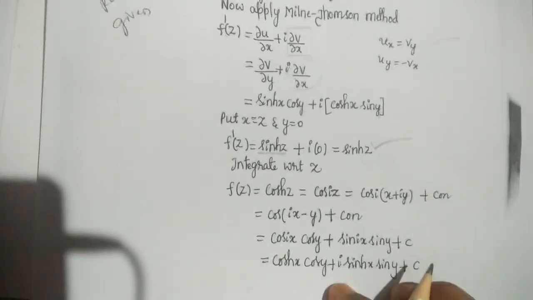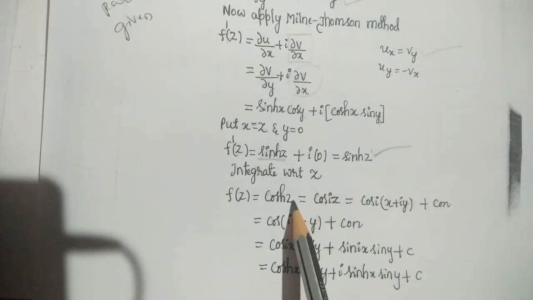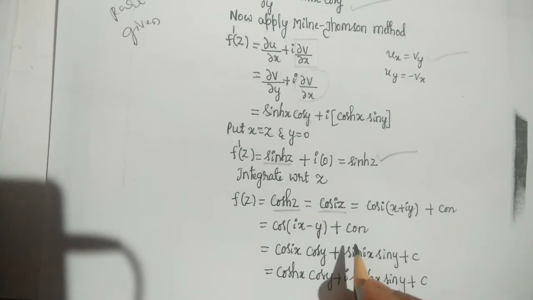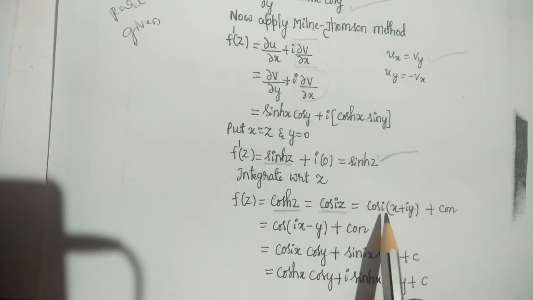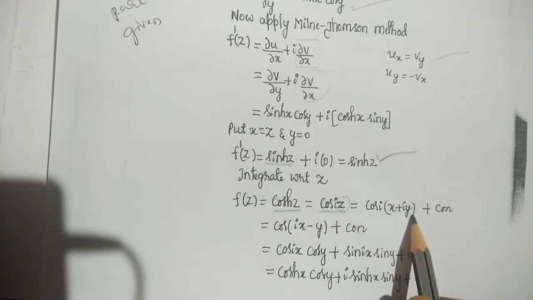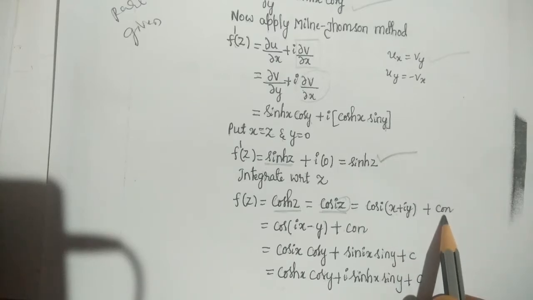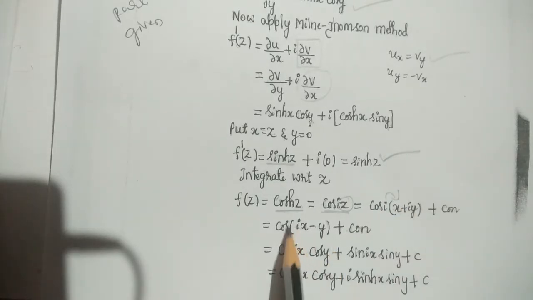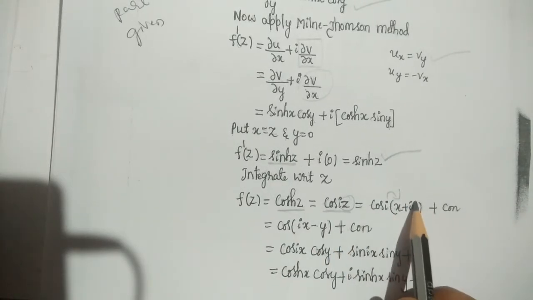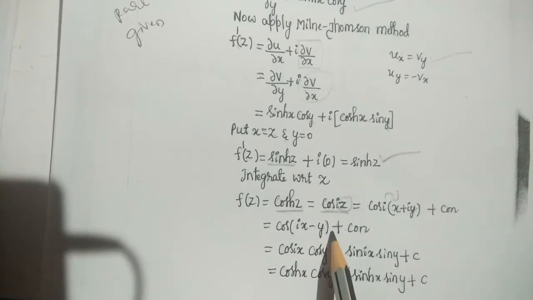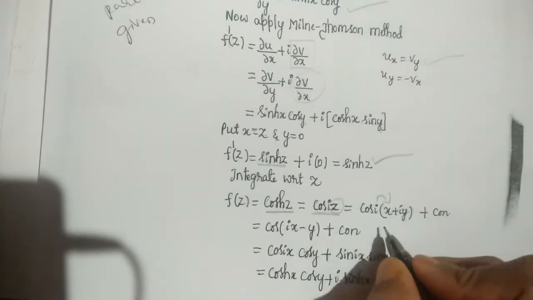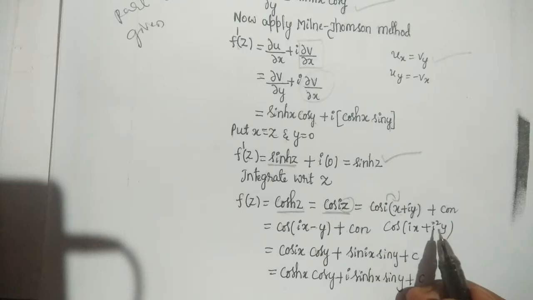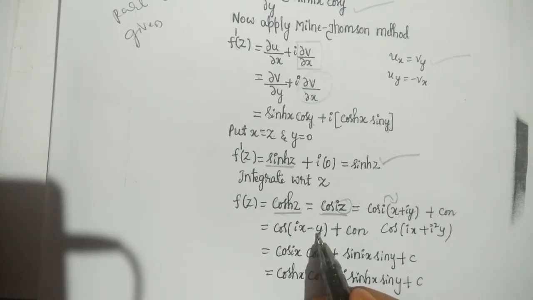Now integrate with respect to z. The integration of sin hyperbolic z is cos hyperbolic z. We know that cos hyperbolic z is equal to cos iz, which is cos i into z, that is x plus iy, plus the integration constant c. Now multiply i within the bracket: you get cos of ix plus i into i square y, and i square is minus 1, so minus y, plus constant. Is it clear now?